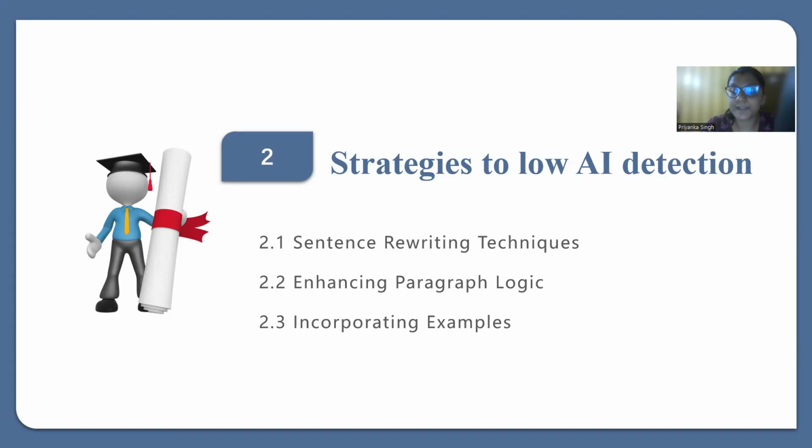Next, we will discuss strategies to lower AI detection. This section is crucial to ensure your writing appears natural and original. We will cover three main areas: sentence rewriting techniques, enhancing paragraph logic, and incorporating examples. Let's dive into the first strategy.